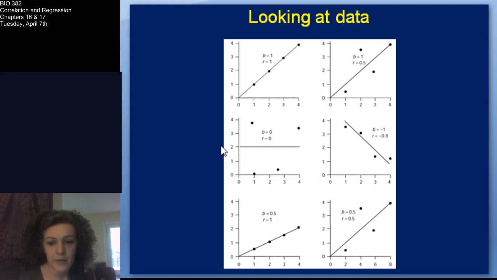Here, R equals 0 and B equals 0, so this is essentially the null model. Here you have a negative slope for the regression, and the R value is also negative 0.8. There is a little bit of spread, but the association is really high. You can see how these fall out close to a line.